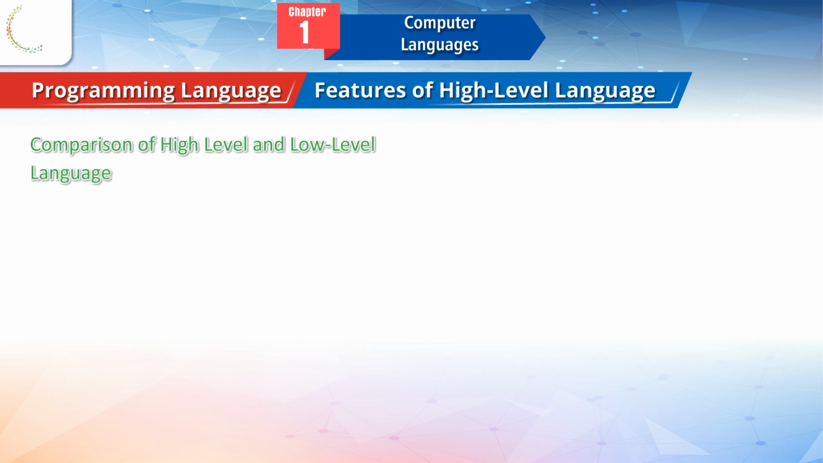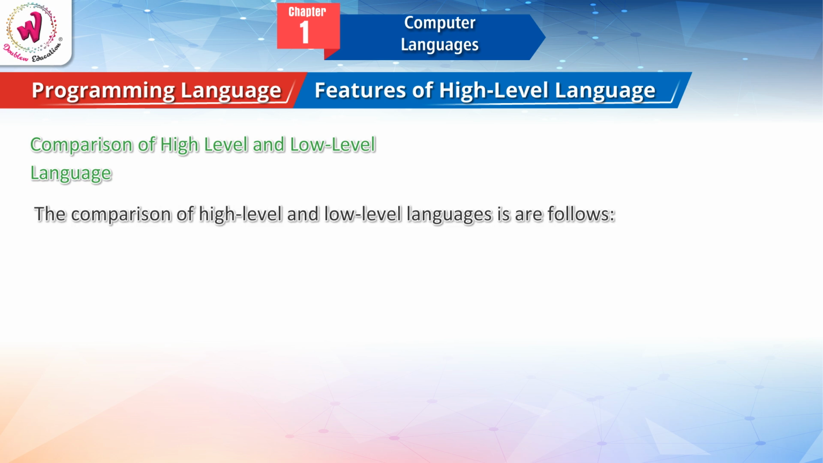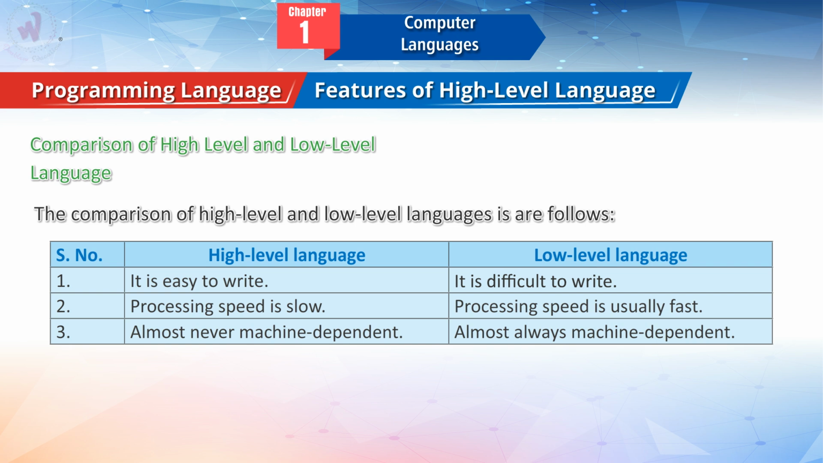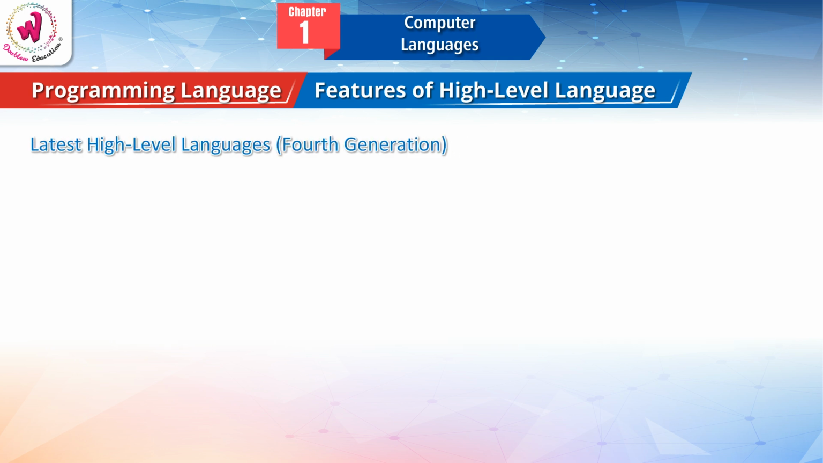Comparison of high-level and low-level language. The comparison of high-level and low-level languages is as follows. High-level language: 1. It is easy to write. Low-level language: It is difficult to write. 2. Processing speed is slow. Processing speed is usually fast. 3. Almost never machine dependent. Almost always machine dependent.